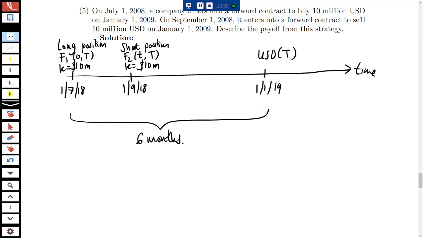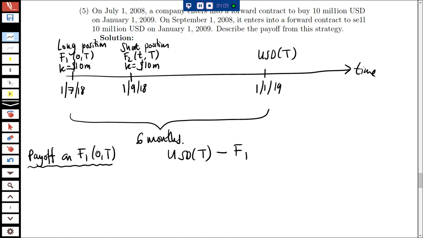Describe the payoff strategy. Right, I think I've got all those numbers there. So let's have a go with building the payoff strategy. So the payoff on the first contract. So the first contract is a long position. I call this as a heading. So the payoff is going to be, because we're long, it's what the asset is worth at time T, take away the theoretical value. That could be a profit, that could be a loss.